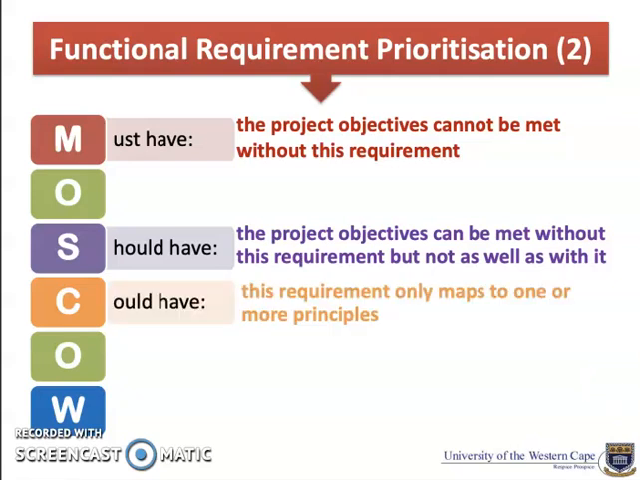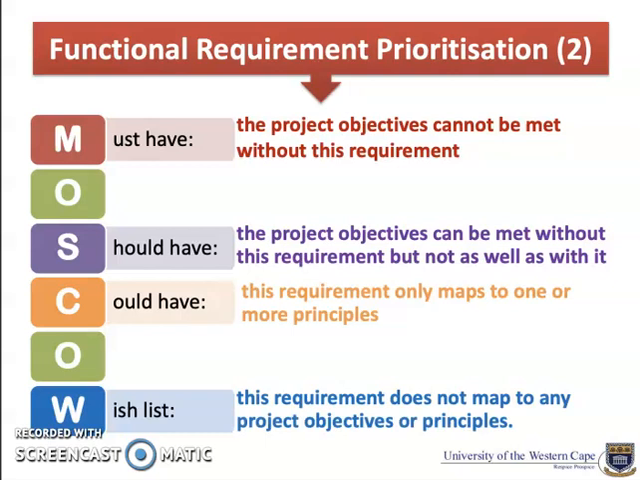Could-have requirements. This requirement only maps to one or more principles of the project, so the project can still achieve success, and therefore this particular requirement can be easily dropped. A wish list requirement does not map to any project objectives or principles. There is no hard or soft benefit to implementing this requirement. It is only being done as perhaps a favor or on someone's wish list. So this requirement can be dropped with absolutely no negative impact on the project or on the solution.